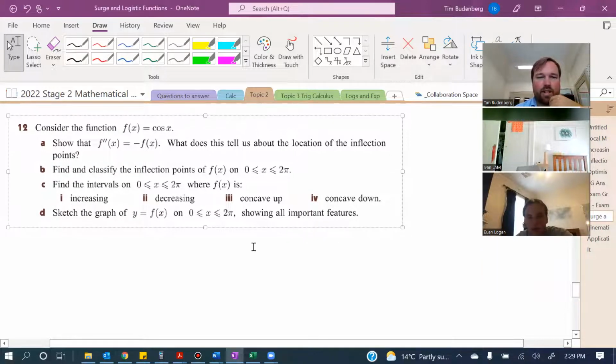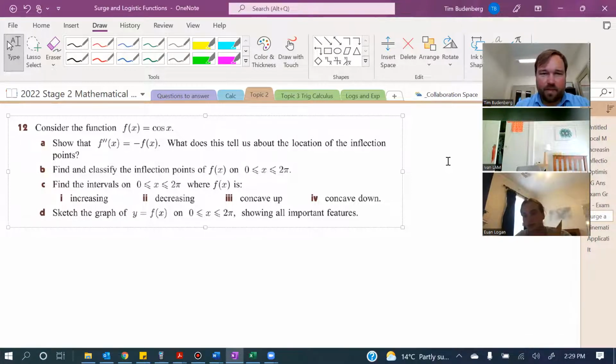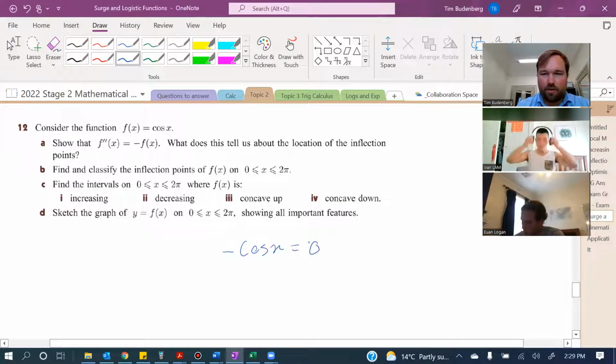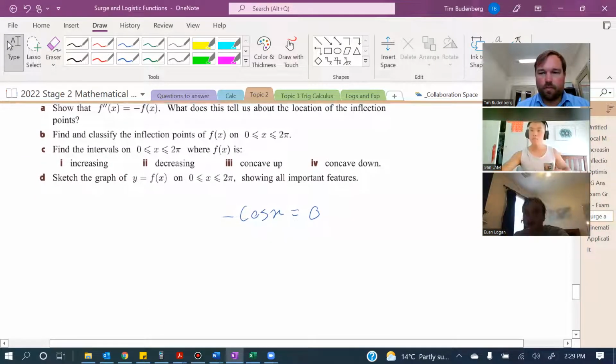What does this location tell us about the inflection points? Oh no, I did that as well. Okay, find and classify all inflection points. The inflection points occur when the second derivative is equal to 0. So we already basically told, the derivative is negative in the first one. So you're looking for minus cos x equal to 0. I don't know how to find x because I don't have a value.